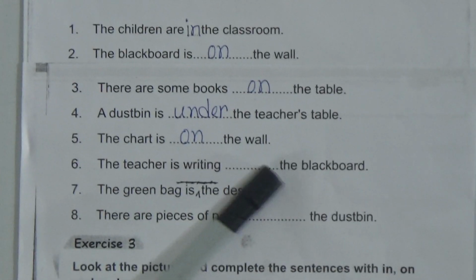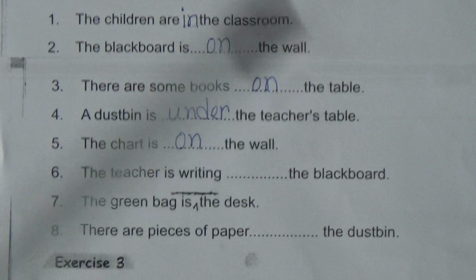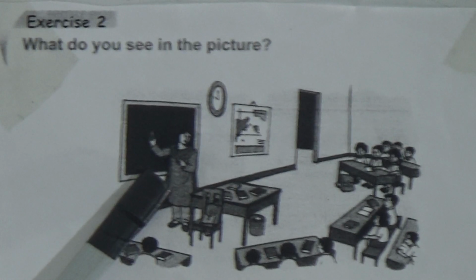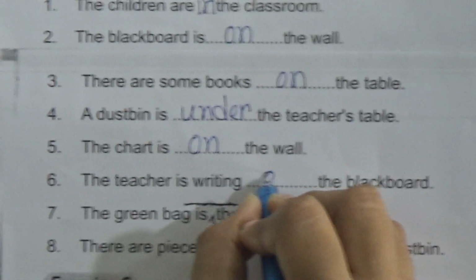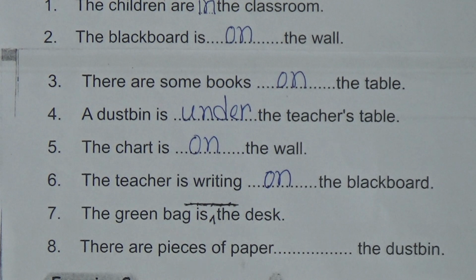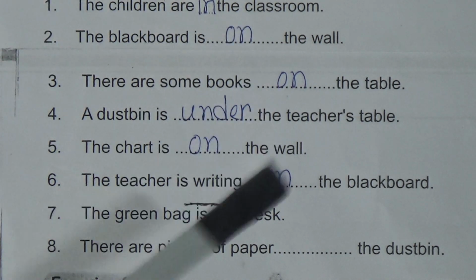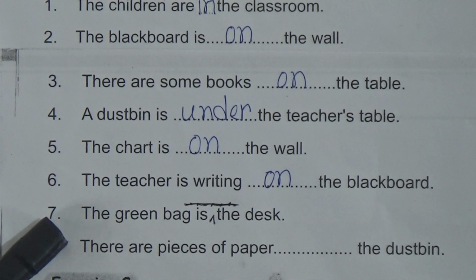Now number 6. The teacher is writing dash the blackboard. So where is the blackboard? Now look, it is on the wall. So yes, the teacher is writing on the blackboard because the blackboard is on the wall. So we'll write here on.